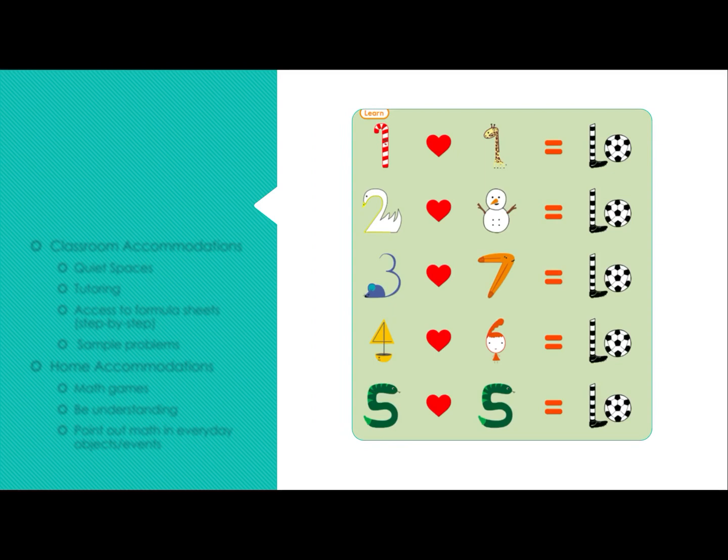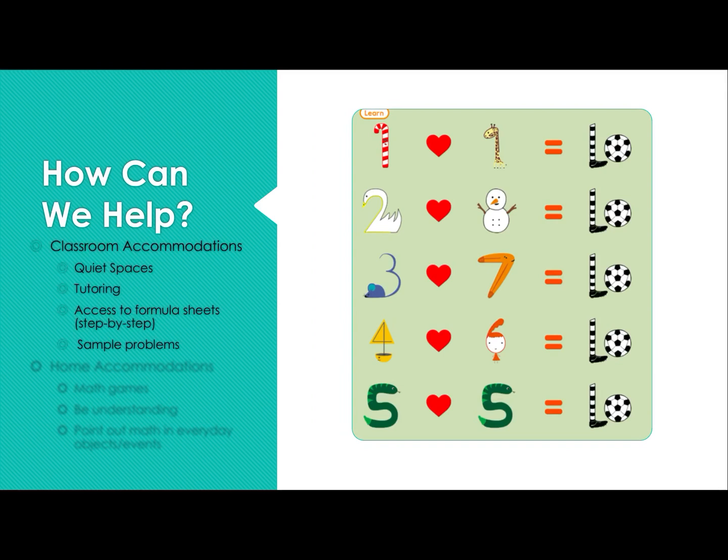There are also other things that can be done in classrooms and homes that can help people with dyscalculia. In classroom settings, students can be offered quiet spaces so they can focus more, or tutoring and access to formula sheets or step-by-step instructions on how to complete certain equations so they can see what the process is and better understand how to complete the equations, and sample problems so they can have more practice with the math equations. Some things that can be done in homes are playing math games, being understanding that it might take a little extra time to get certain assignments done, and not pressuring or rushing the student to get these assignments done.